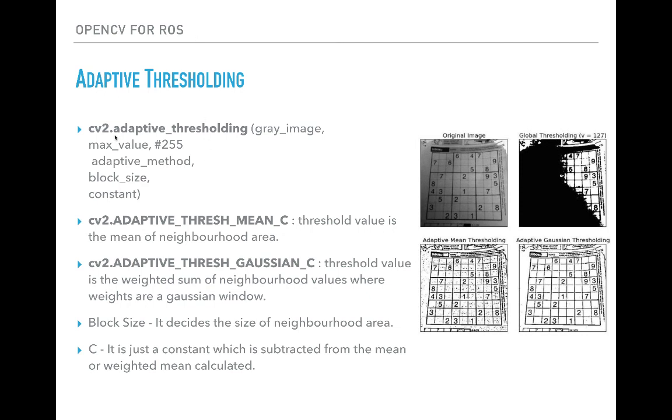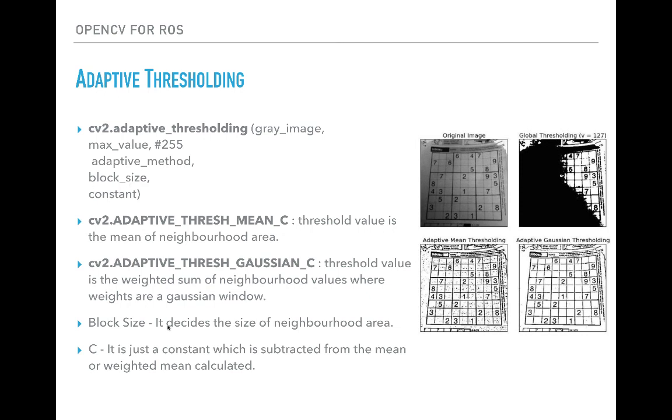In OpenCV, we use the method adaptiveThreshold, which takes the gray image as input, the maximum value, which is typically 255, and then the adaptive method type, and here we have two different types. It can be adaptive threshold mean C, where the threshold value calculated is the mean of the neighborhood area. So here it is going to take the mean value of the neighborhood area of interest. And another adaptive method is the Gaussian method. The threshold value is the weighted sum of the neighborhood values, where weights are a Gaussian window.